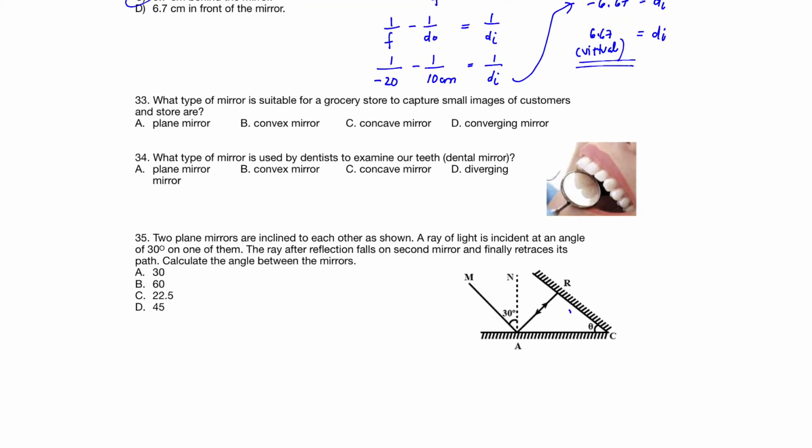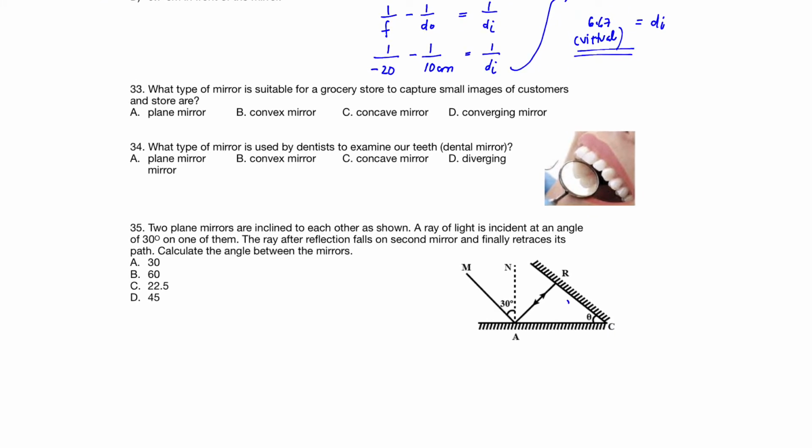Next, number 33. What type of mirror is suitable for a grocery store to capture small images of customers and store area? Of course, that would be letter B, a convex mirror. And what type of mirror is used by dentists to examine our teeth? That is a dental mirror. That would be letter C, a concave mirror, because it will enlarge the teeth, wherein the image is located within the focal point. And take note that the term diverging mirror is an example of a convex mirror.